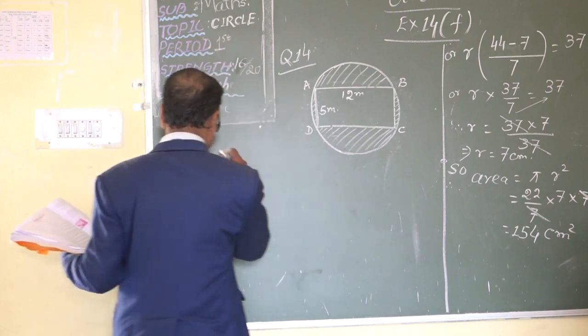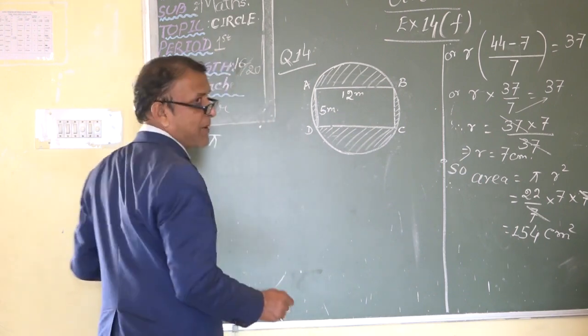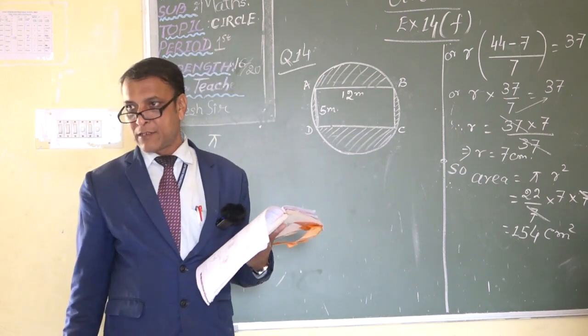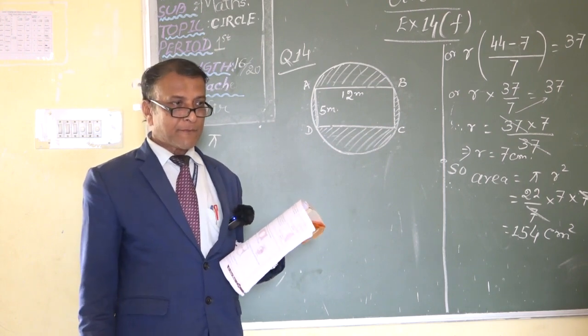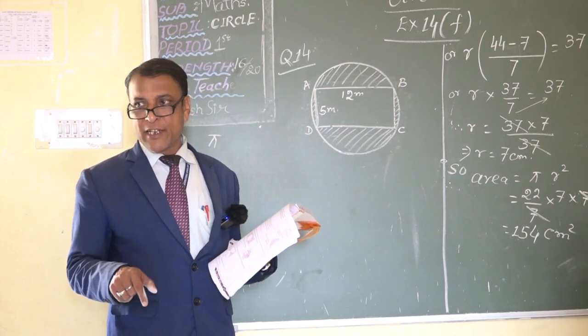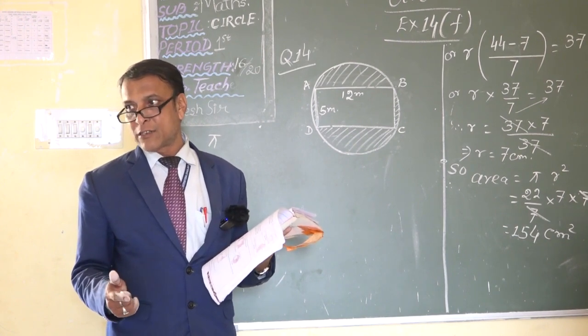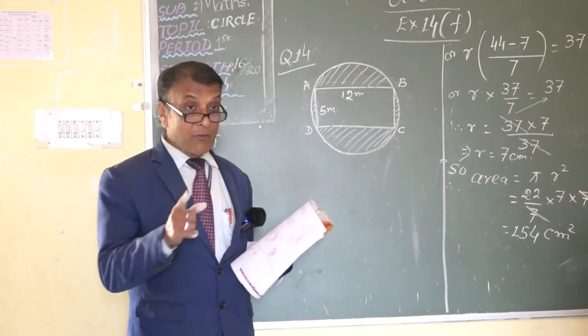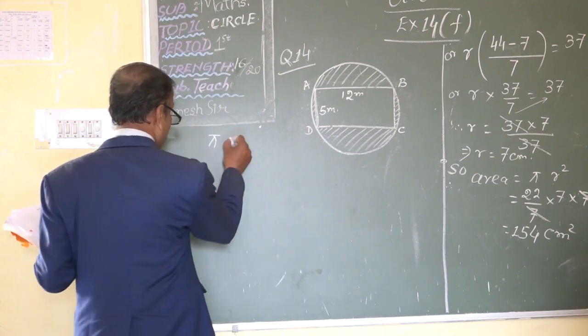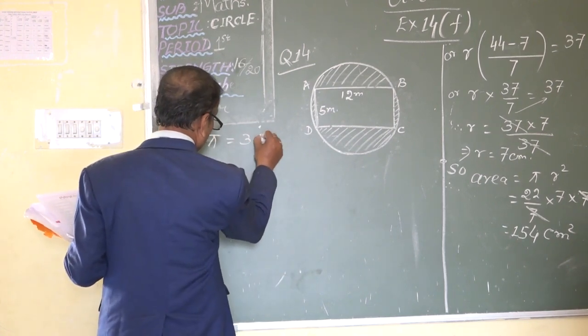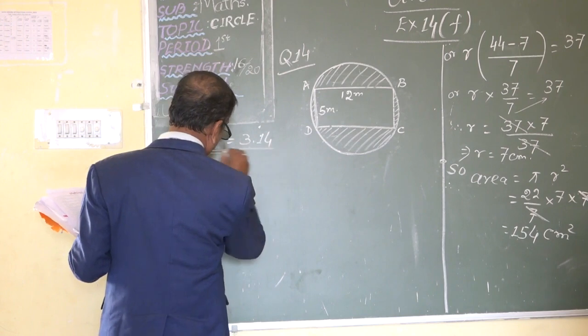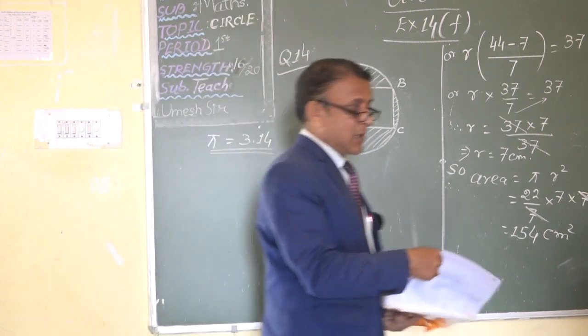Generally the pi value is 22/7. But if it is given in a question that take pi value 3.14, that is also another value of pi. So you will use that one. Here it is given, take pi is equal to 3.14. So we must use this one.